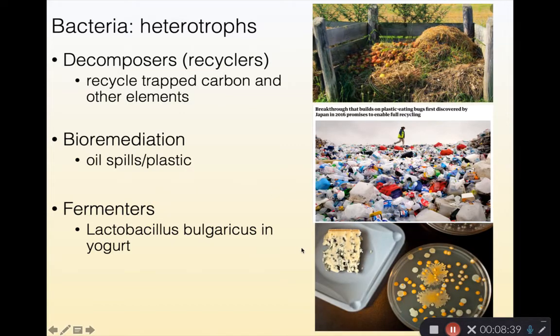And lastly, we have another group of fermenters. And mostly when we think about fermenters, we think about bacteria that are important in food production. So we think about yogurt, we think about cheese. These are all examples of bacteria, specifically heterotrophs, that are important to the human food supply.